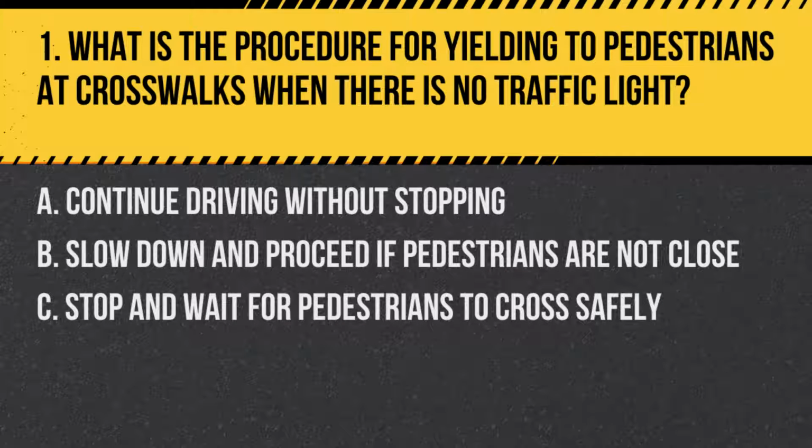Question 1. What is the procedure for yielding to pedestrians at crosswalks when there is no traffic light? A. Continue driving without stopping. B. Slow down and proceed if pedestrians are not close. C. Stop and wait for pedestrians to cross safely.